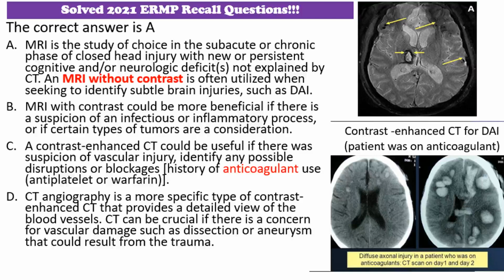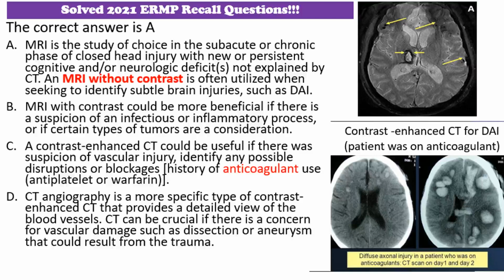B. An MRI with contrast, on the other hand, could be more beneficial if there is a suspicion of an infectious or inflammatory process, or if certain types of tumors are a consideration, as the contrast helps to delineate such pathologies more clearly. However, given the acute setting of trauma without any indication of infection or tumor, contrast may not be immediately necessary.